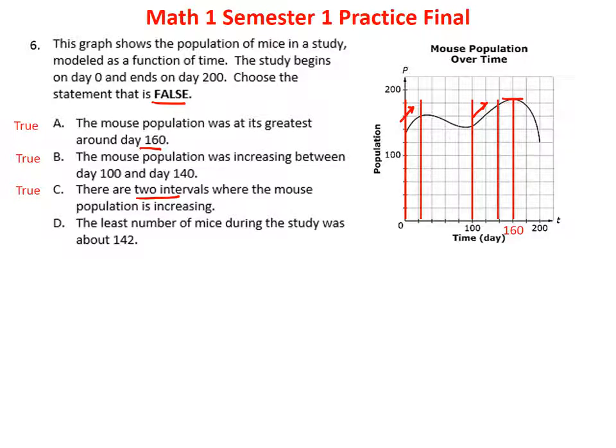Last one says the least number of mice during the study was 142. Well, if I come over here, erase some of this, and I graph 142, well, it does look like there's a spot right there where it's low. It's the lowest for this, where it dips here. Notice this point here is lower than that point. That makes that false. The answer there is D.